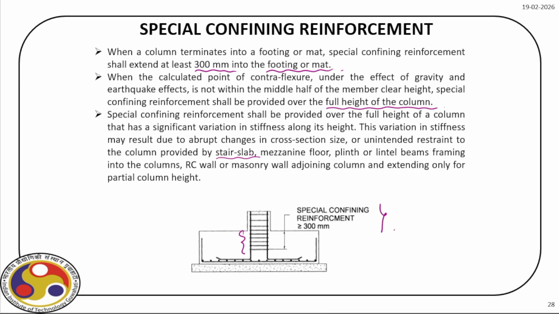So if you have stair slabs, that actually provides, or mezzanine floors, plinth or lintel beams framing into the columns, these actually provide additional restraint, and for that we have to provide a sufficient amount of special reinforcement. And of course, if you have an RC or masonry wall joining the column, the same situation may arise. Under these situations, we have to provide special confining reinforcement as per the guidelines that we have already seen.